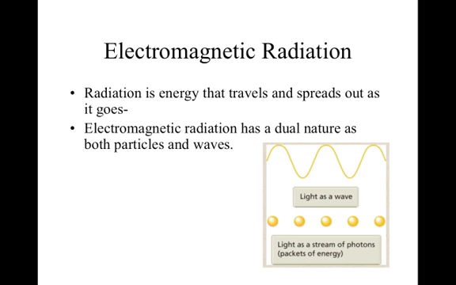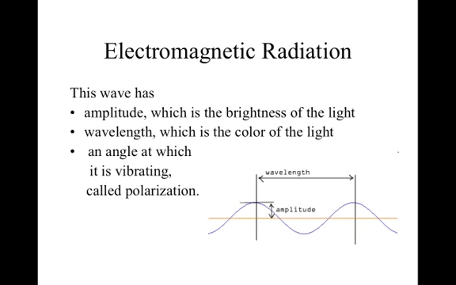So let's get a little bit more specific. Electromagnetic radiation is energy that travels and spreads out as it goes. And it actually has this dual nature as both particles and waves. Sometimes it behaves as a wave, and sometimes it behaves as little packets of energy that are traveling through the atmosphere. There are a lot of really intense scientific explanations for this, but we don't really have to get too deep into that right now. So we're just going to go ahead and move on.